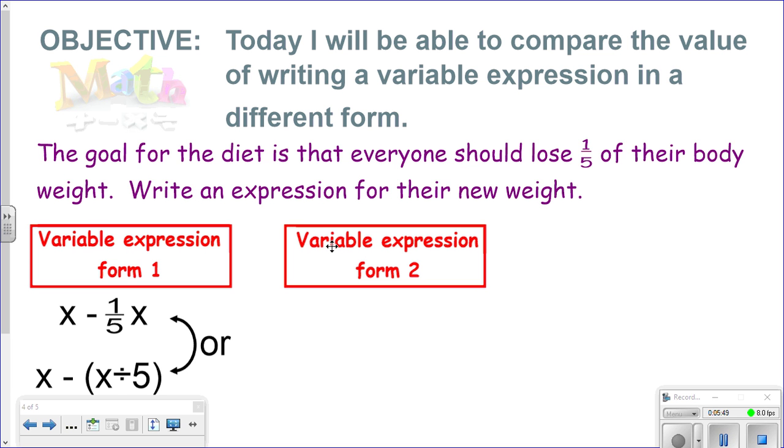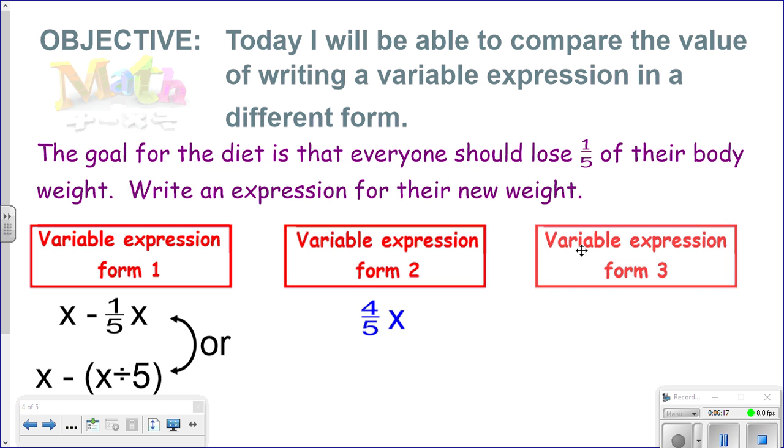There are several ways to write this expression. If you haven't figured this one out, we could just say that x minus 1/5 x is going to leave 4/5 of the x, 4/5 of the weight. If you have your weight and you subtract 1/5 of your weight, 1x representing 5/5, and you're subtracting 1/5, you'll be left with 4/5. Another way of writing the exact same expression.